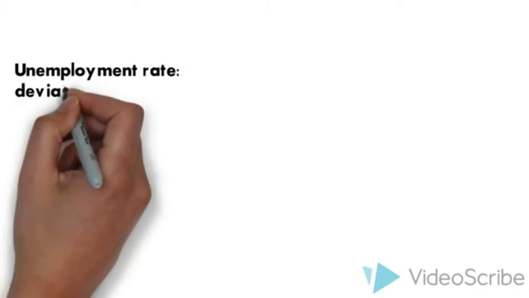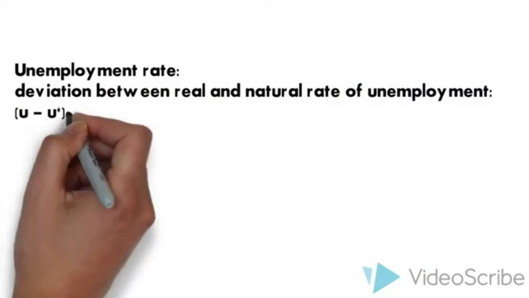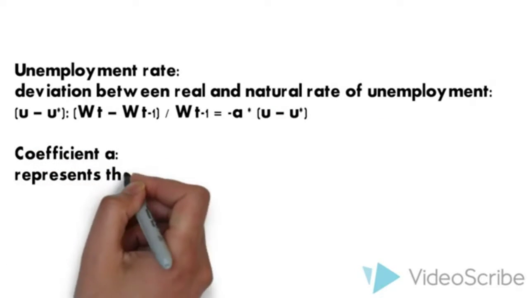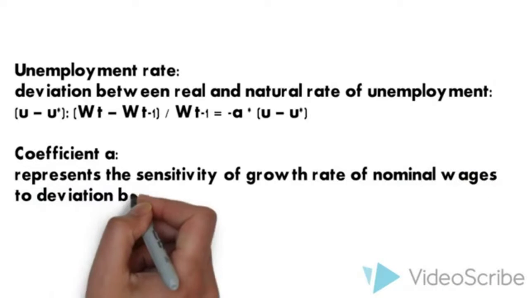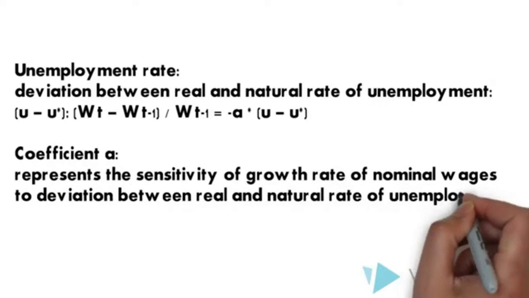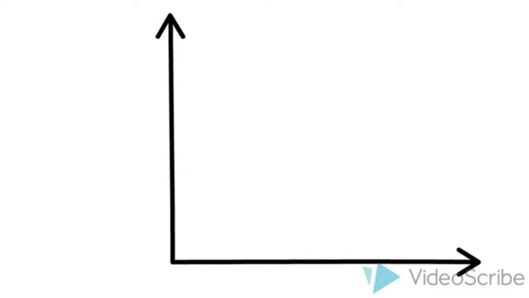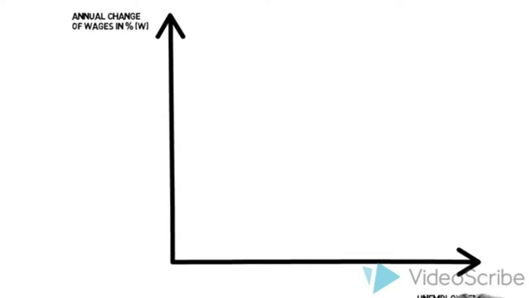Unemployment rate we can describe as deviation between real and natural rate of unemployment according to this equation, where coefficient A represents the sensitivity of growth rate of nominal wages to deviation between real and natural rate of unemployment. On the graph, the left side symbolizes growth rate of nominal wages. If real unemployment is lower than natural rate, it causes higher growth rate of nominal wages.